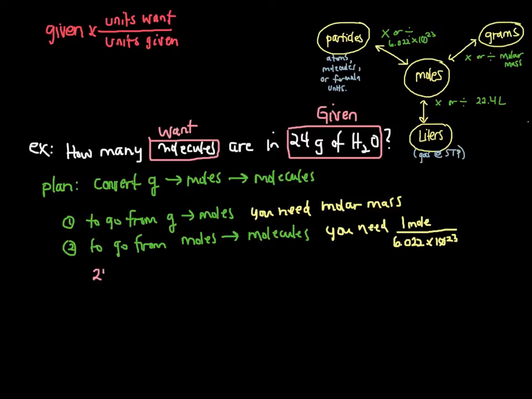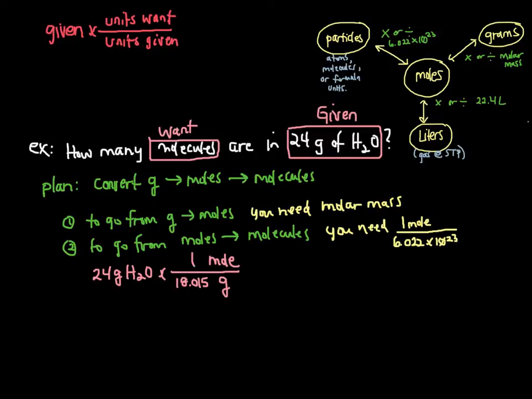We've got 24 grams of water. And we want to multiply it by a ratio where grams of water are on the bottom and moles on the top, because our first step is we're going to go from grams to moles. Remember, grams to moles. So that's molar mass. The molar mass of water is 18.015 grams per mole.